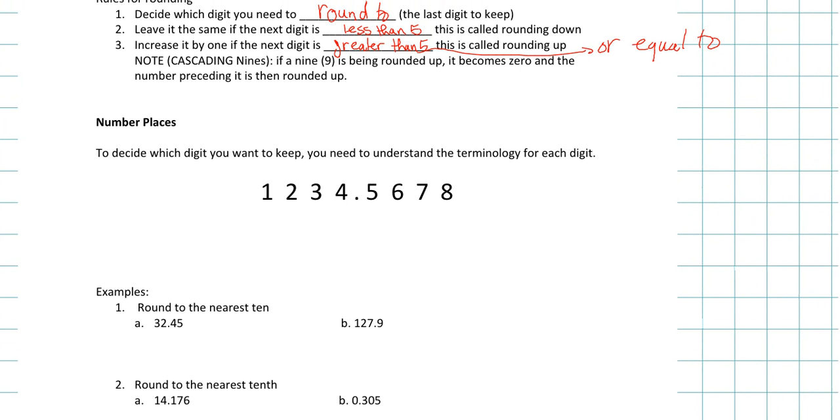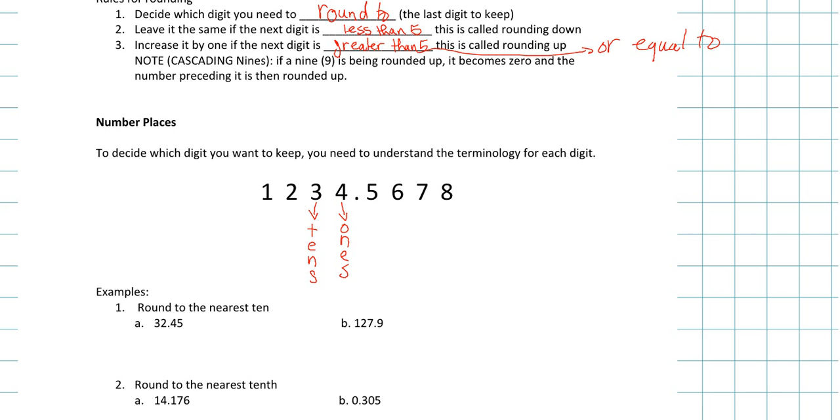Which digit will represent your tens? Tens, so that's 34, right? So this is your tens. And then the 2 is called the hundreds. And then this is the thousands, right?